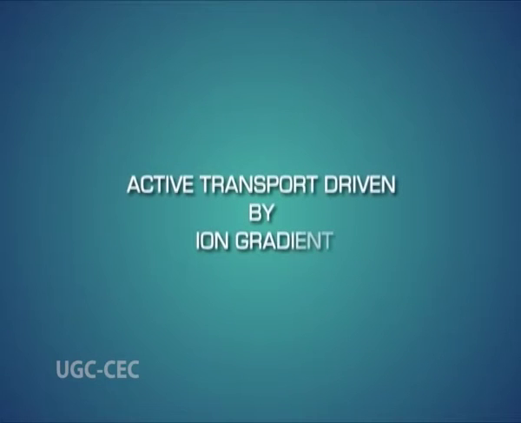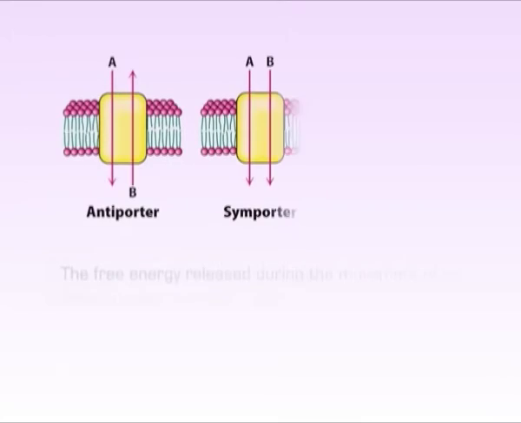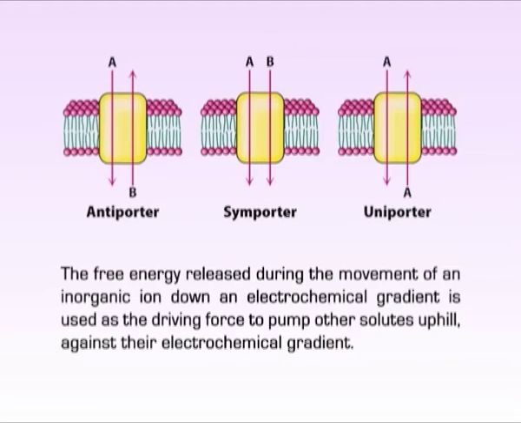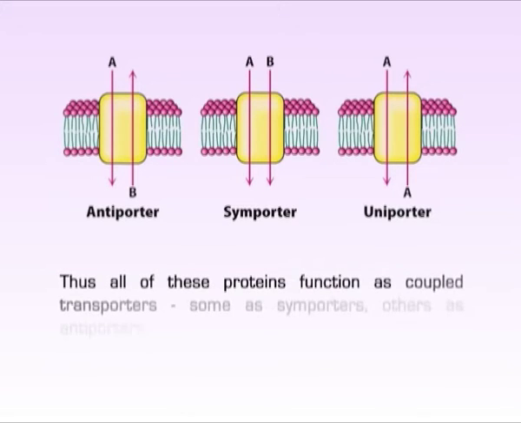Now let's study active transport driven by ion gradient. Many active transport systems are driven by the energy stored in ion gradients rather than by ATP hydrolysis. The free energy released during the movement of an inorganic ion down an electrochemical gradient is used as a driving force to pump other solutes uphill against the electrochemical gradient. Thus, all of these proteins function as coupled transporters, some as symporters, others as antiporters.